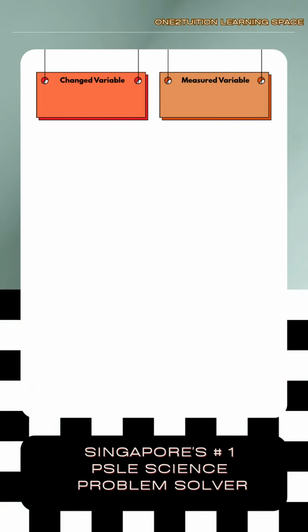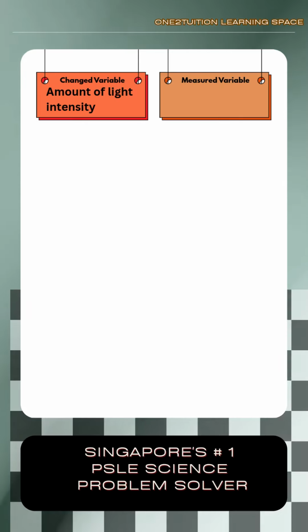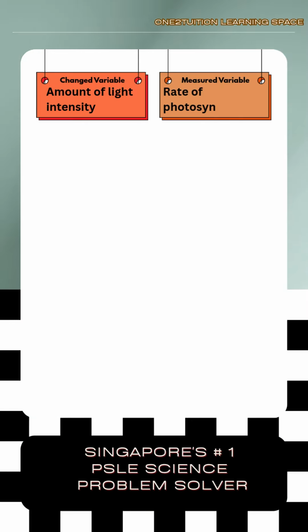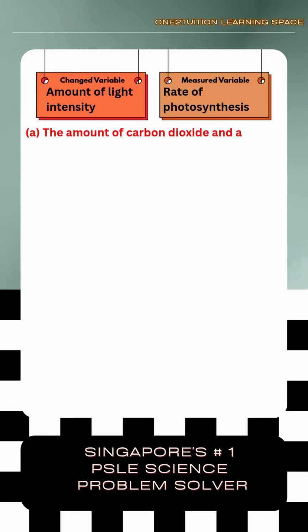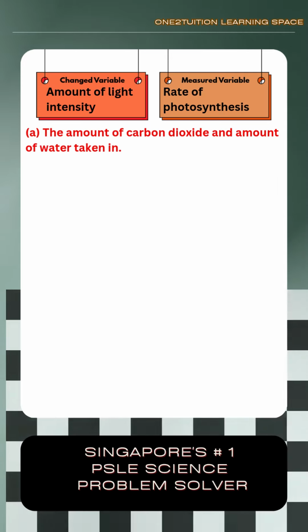Let us first identify the changed and measured variable. Changed variable: amount of light intensity. Measured variable: rate of photosynthesis. Other factors: the amount of carbon dioxide and amount of water taken in.